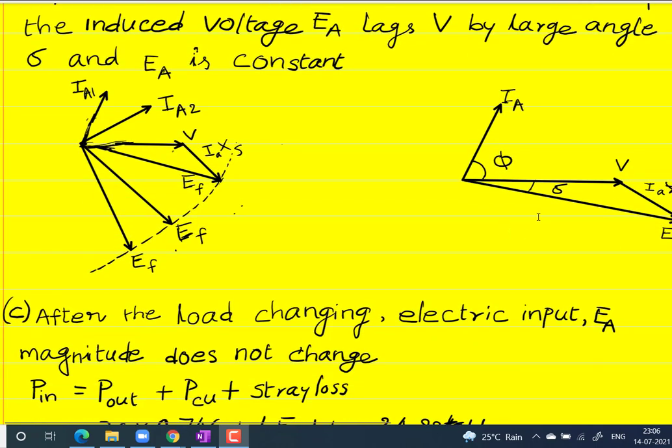So we can also draw for one case like this. This is the applied voltage, and this is the voltage drop across the synchronous reactance, which is at 90 degrees with respect to IA. So we draw like this, and then the resultant of this V and IA XS will give us EF here.